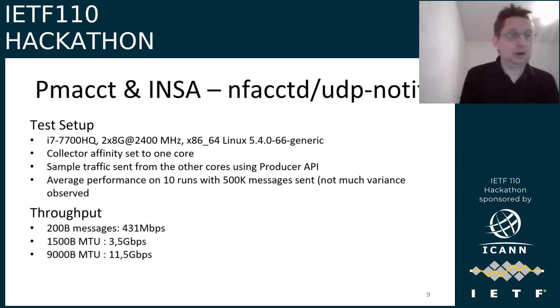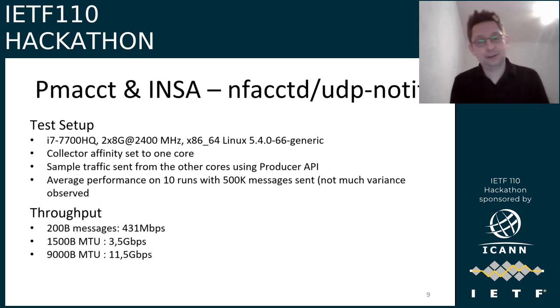From a throughput point of view, UDP-Notif was really a big thing for us, because one of our big aims was to bring performance and scale into YANG Push. In this test setup, we were focusing on one core, and we wanted to understand how many megabits we can bring through with 500,000 messages. Depending on the message size, we were able to get a throughput between 400 megabits and 11.5 gigabits per second. To be honest, compared to what we have today in our networks with gRPC, this is a huge difference, and I think this is a game changer.